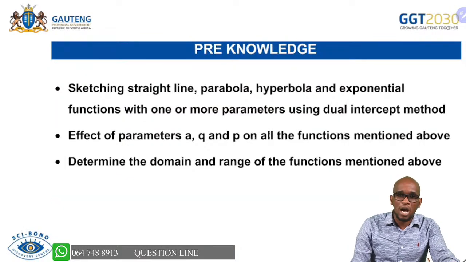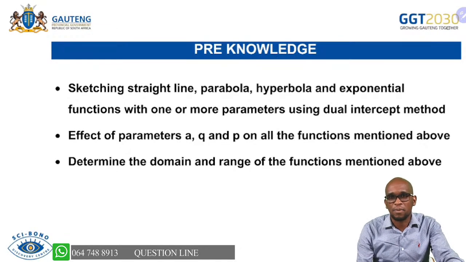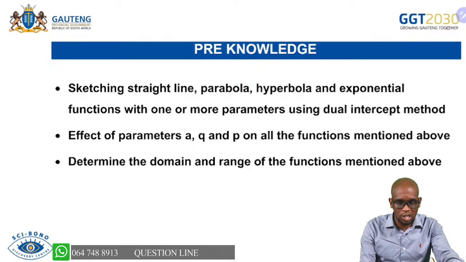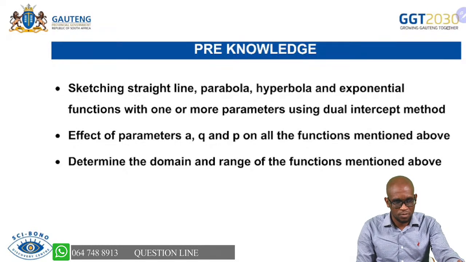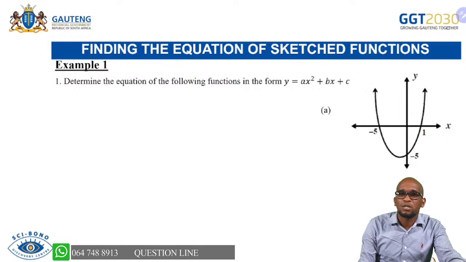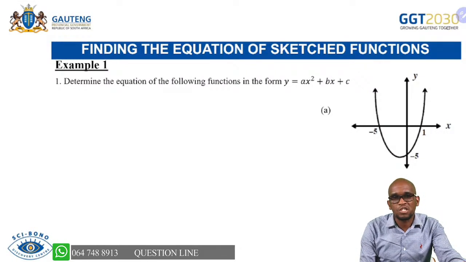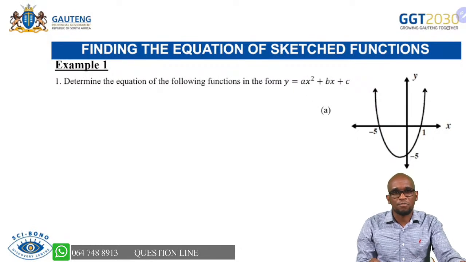The knowledge that you should come with to this lesson: the sketching of a straight line, parabola, hyperbola, as well as an exponential function with one or more parameters using the dual intercept method. The effect of parameters a, q, and p on functions mentioned above, as well as to determine the domain and the range of those particular functions. To begin with, we are going to be looking at those 4 algebraic functions. What we want to do is to find the equation for each one of those functions.